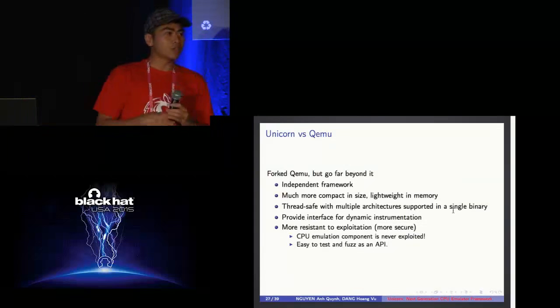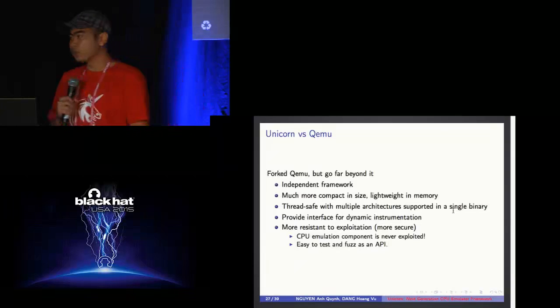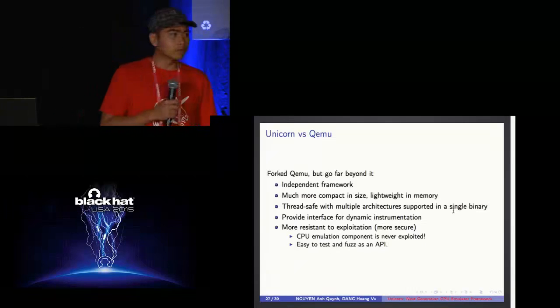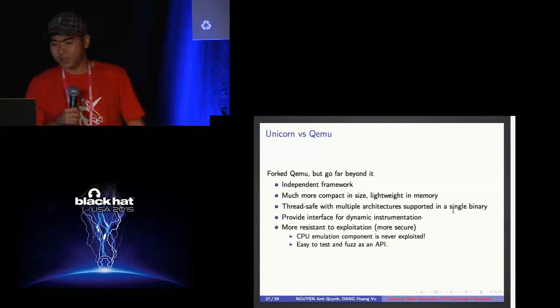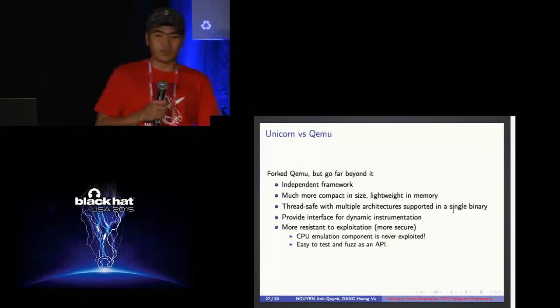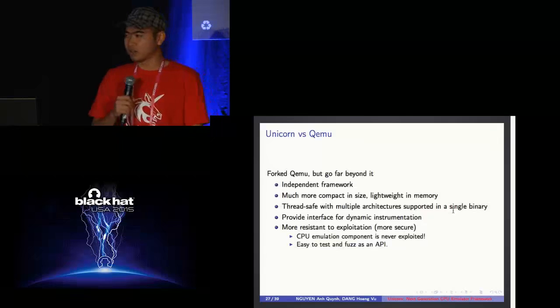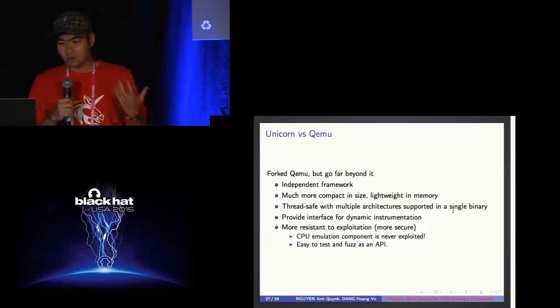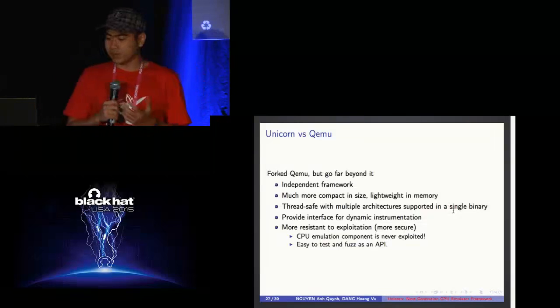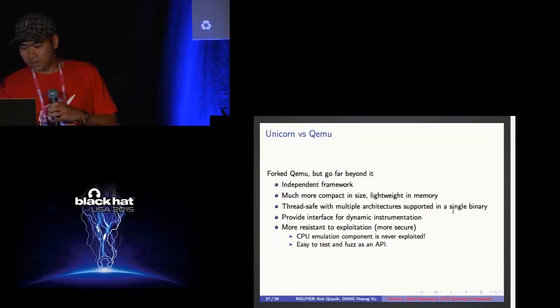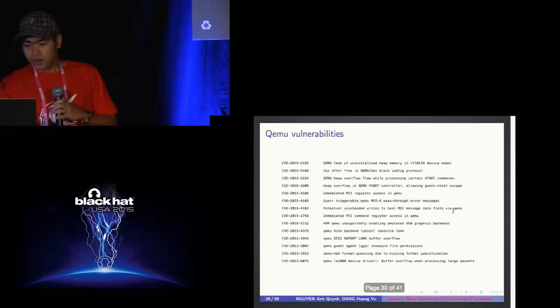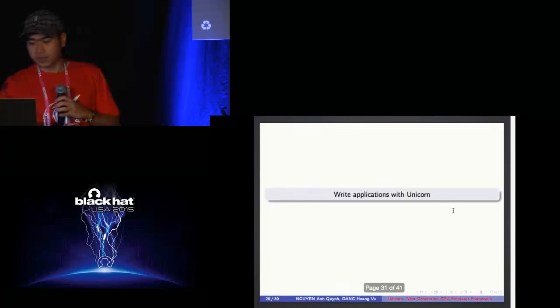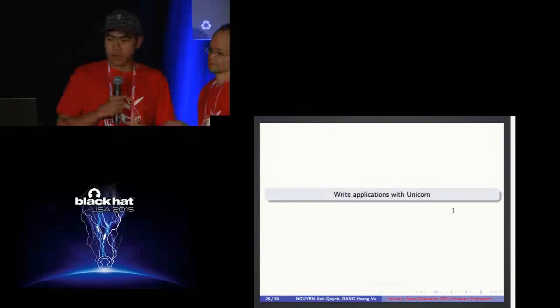On the other hand, because we write it as an API, you can write unit tests for each individual component. You can write integration tests. You can fuzz it, like fuzzers are around nowadays. So it's very easy to test, very test friendly. So now I pass it back to Quinn so he can show you how to write code in Unicorn.